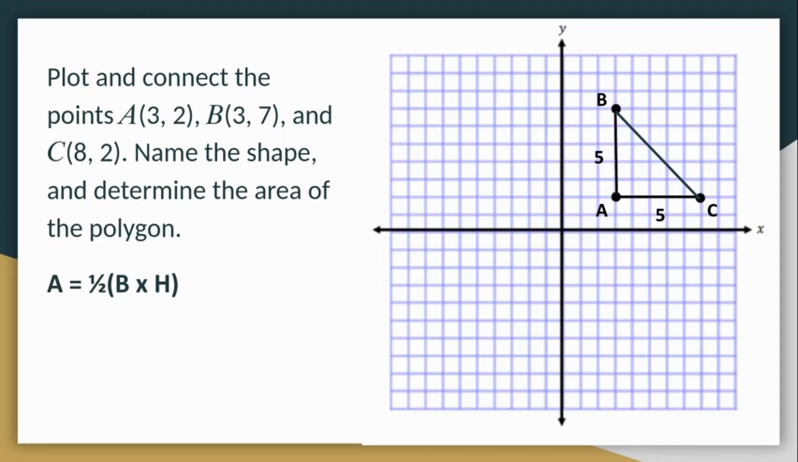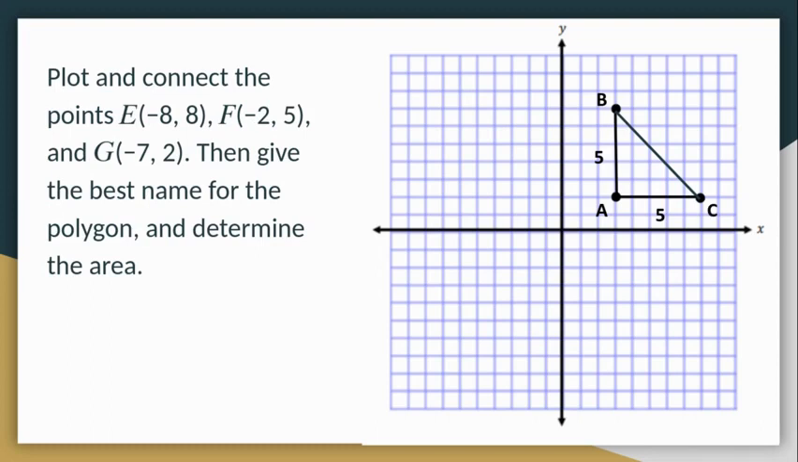Now that we've found the base and height of the triangle, go ahead and use our area formula to finish the problem. Pause the video here until you've found the area of the triangle. Five times 5 gives us 25. Half of that is 12.5.